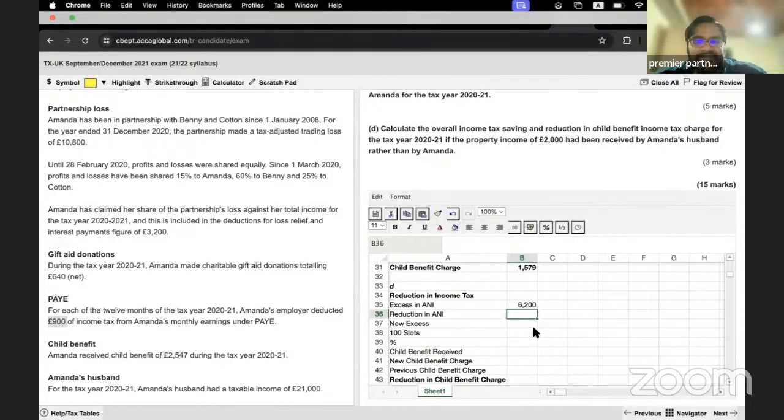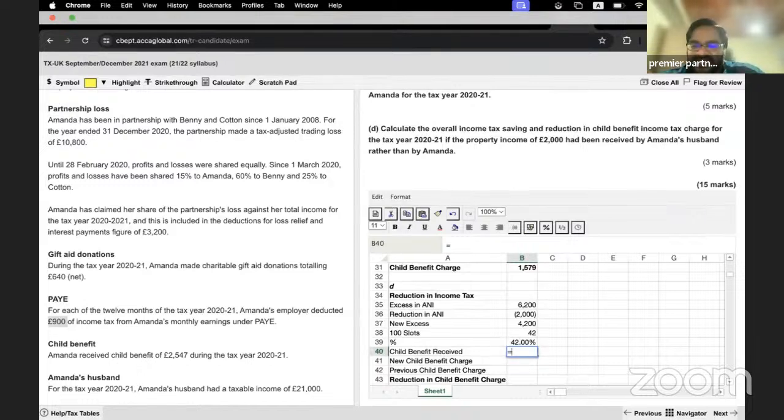If that is the case, Amanda's excess in adjusted net income over and above 50,000 will be reduced by 2,000. So I am taking that. As a result, the new excess in the adjusted net income would be 4,200. We need to figure out how many 100-pound slots there are. So 4,200 divided by 100, 42. That means we are talking about 42%.